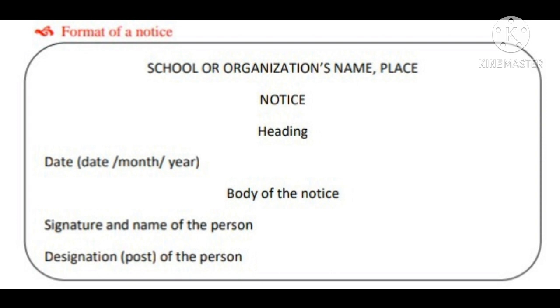Then heading, date, body of the notice, what is the matter, then signature and name of the person who is writing the notice, and designation, which means post. In the school, head boy, head girl, principal, class teacher. Those are the designations of the people who are writing the notice.